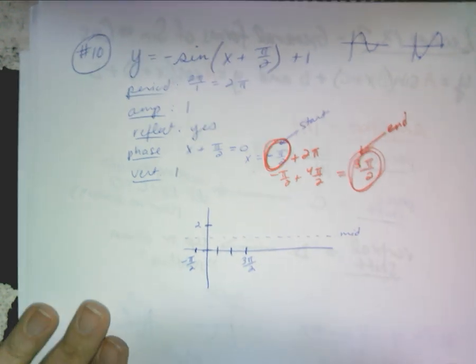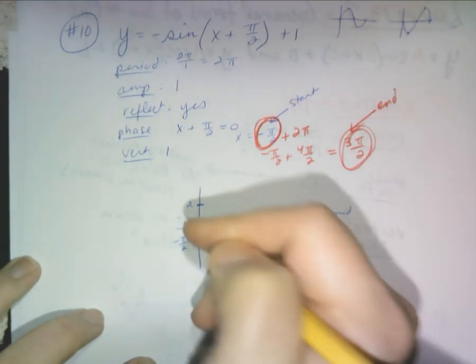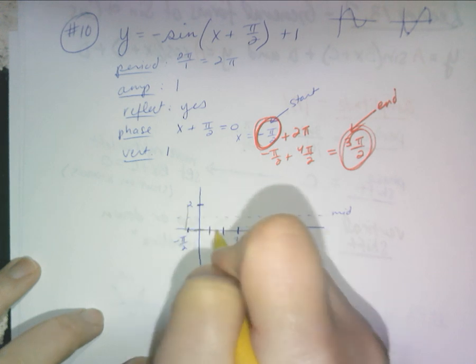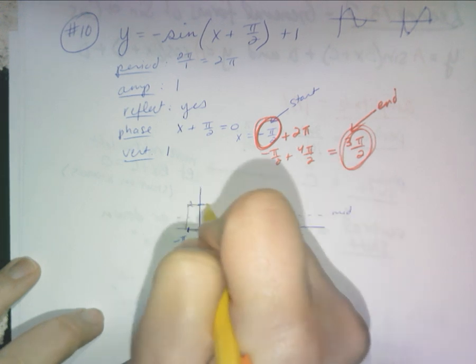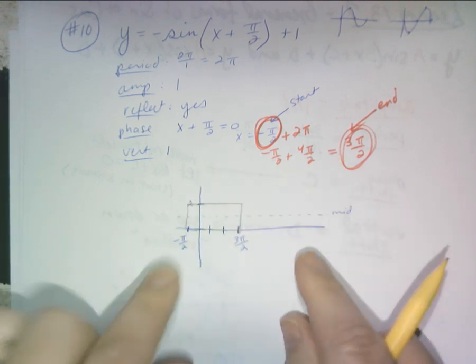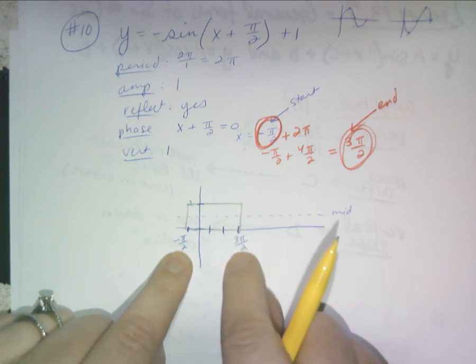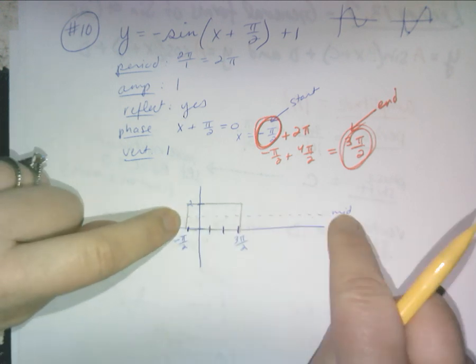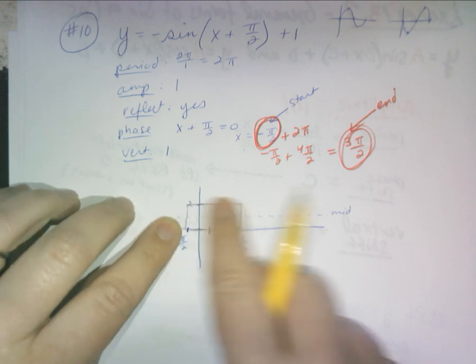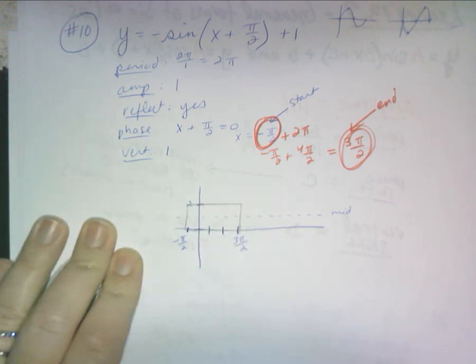Let me box this out for you. My graph is living right here. It's between negative pi over 2 and 3 pi over 2. Its middle line is right there. It goes up 1 and down 1. That's where my graph lives. Yes or no, did you kind of see that? If you didn't, we'll do another one, and I promise you, you'll pick it up.